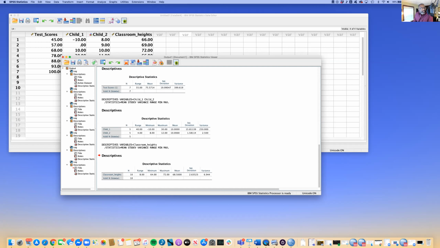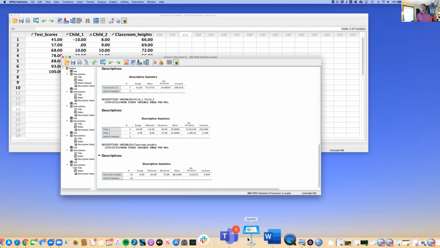1, 2, 3, 4, 5. Wow. So 5 of you, 6. Hold on, make sure. 1, 2, 3, 4, 5, 6, 7. That's incredible. So 7 of you are within one standard deviation of the mean.